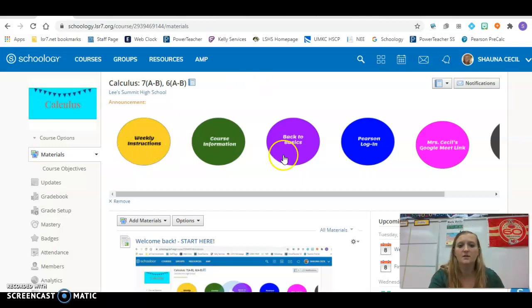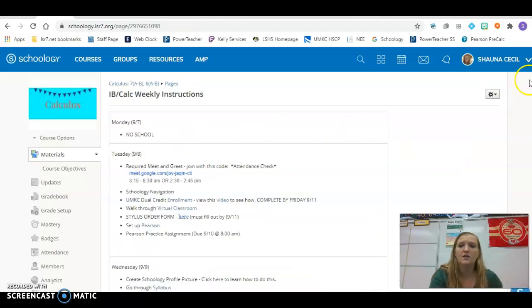So I have these buttons up top. When they come in, theirs will look a little bit different because this is a teacher view. You have weekly instructions. That's what they're going to want to click on. That will tell them what we do for the week.